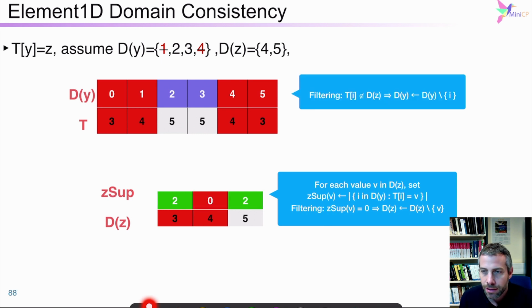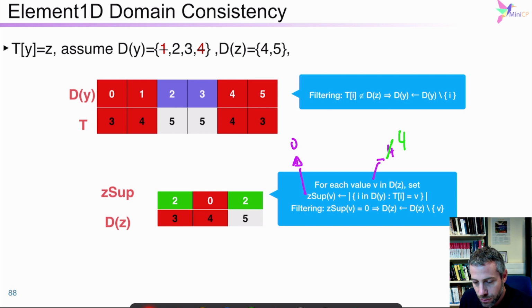If I translate the reasoning that I just did in terms of instructions, this is what I would compute. For the value v, in our case the value 4, I compute the number of indices left in the index variable y that would give me a v at the corresponding entry in t. The answer there is 0 for the value 4, so the number of supports is 0. And if the support is 0 for this value v, you can remove this value v from the domain of the variable z.